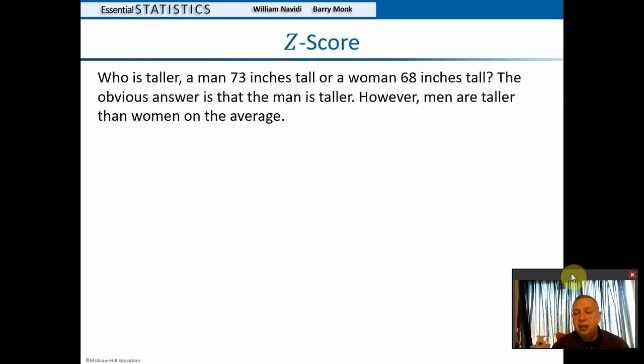But what about if we're asking a different question? We're asking the question, who is taller in relationship to their sex? So is the man tall or short compared to other men? Is the woman tall or short compared to other women? And one way that we can answer that is by looking at the men's average, the women's average, and then computing this thing called a z-score. And in doing the z-score, we're going to need both the mean and the standard deviation for both the data sets in order to calculate that individual z-score, and then we're just going to look at the z-scores comparatively.